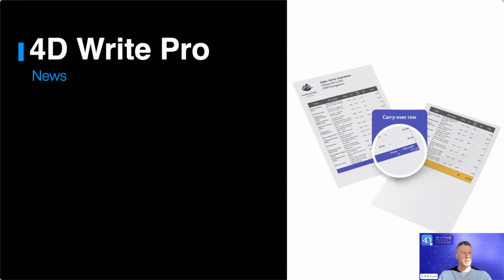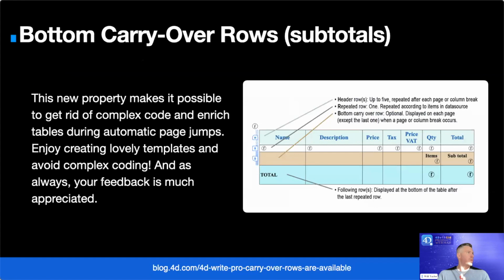So let's get on to the first one, which is the bottom carryover rows or subtotals. So imagine you have a big sales table, like a big invoice with a bunch of sales potentially spanning several pages. Great order, right? So at the end of one page, you'd like to calculate a subtotal and carry it over to the next page and include that in the calculations on the next page, and so on and so forth.